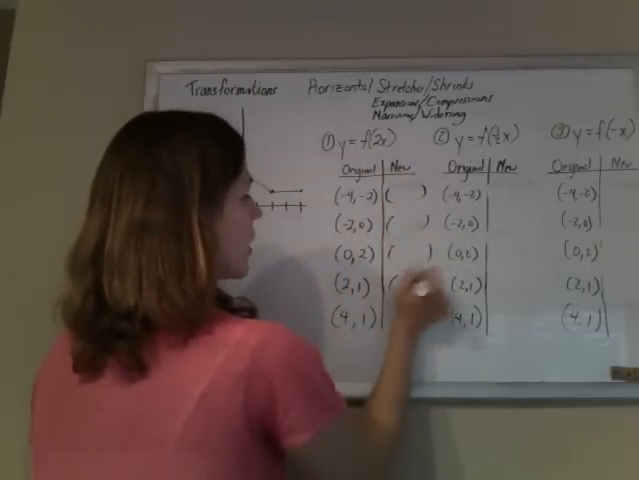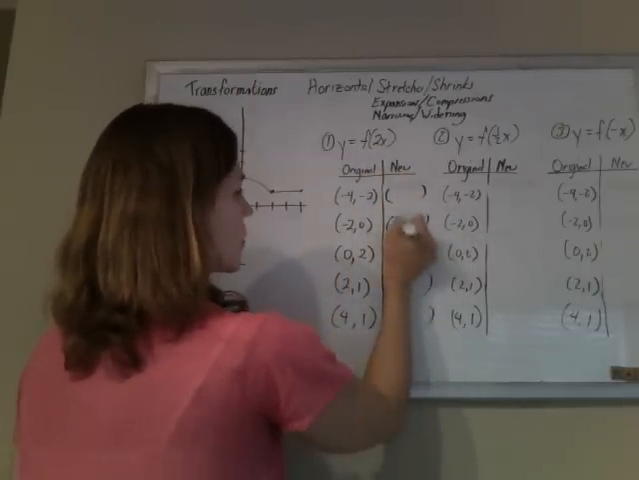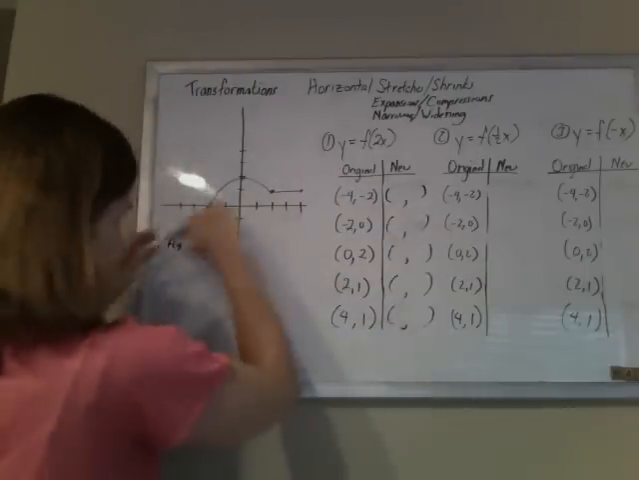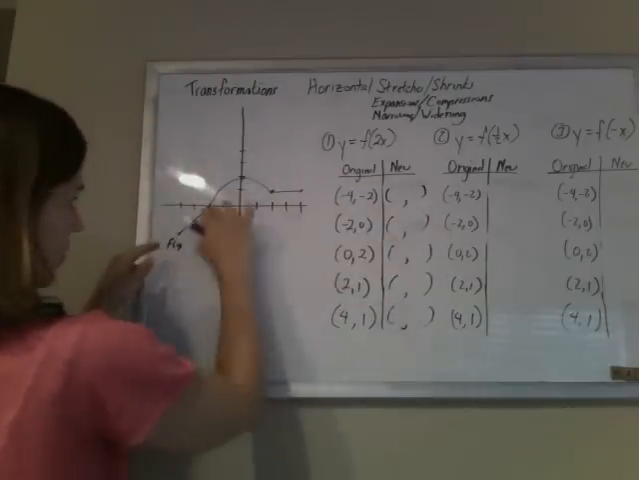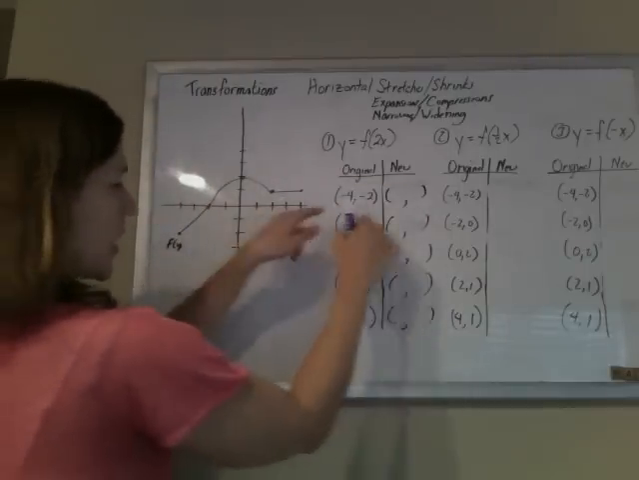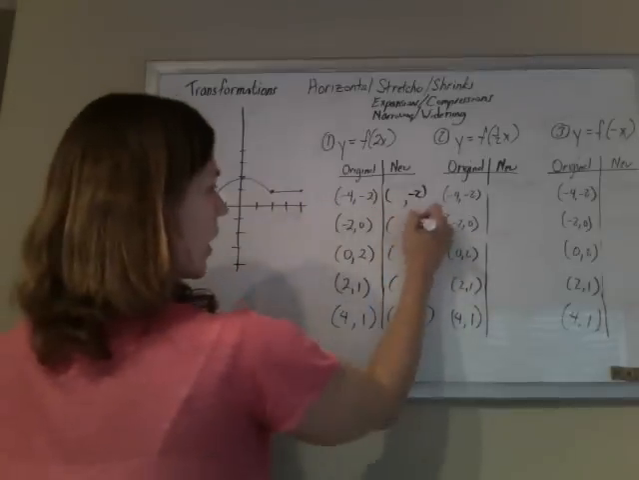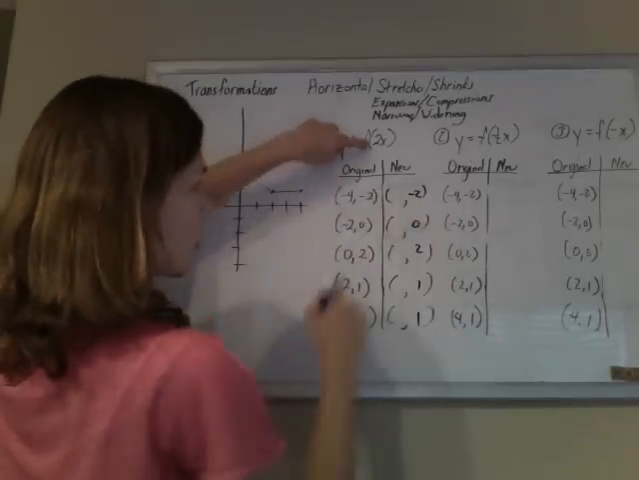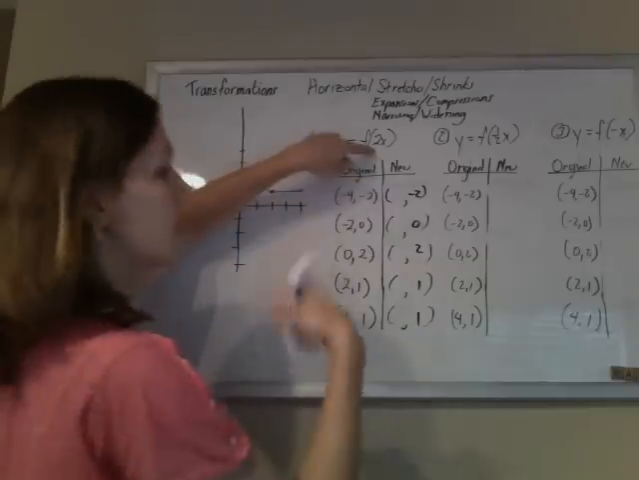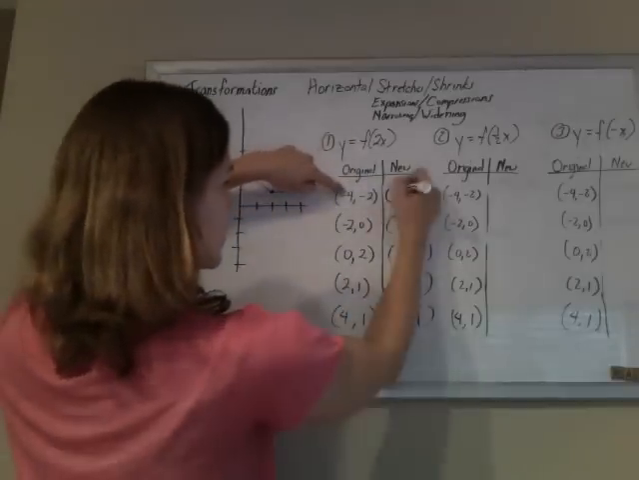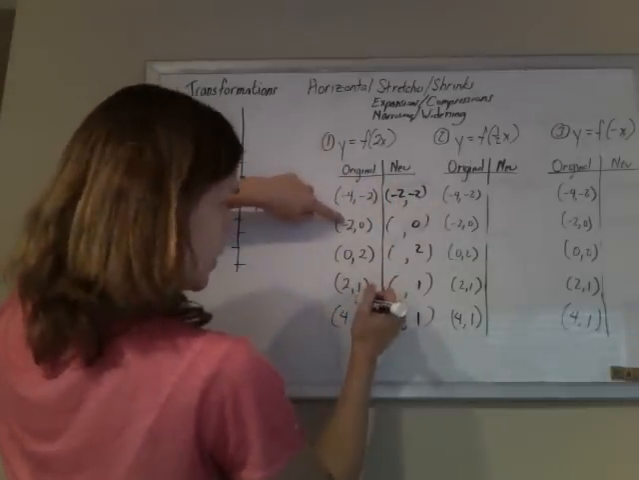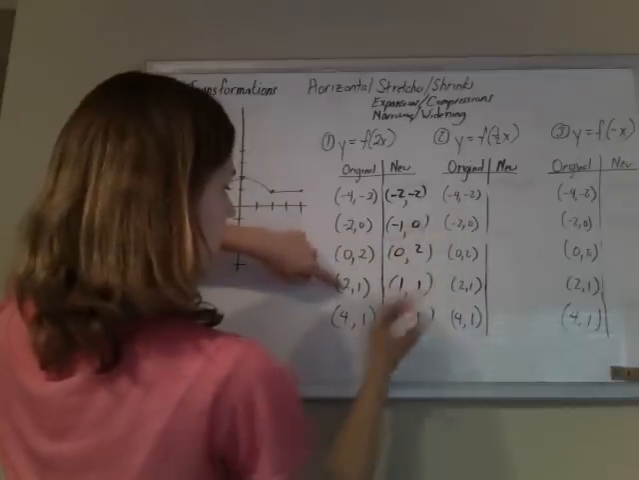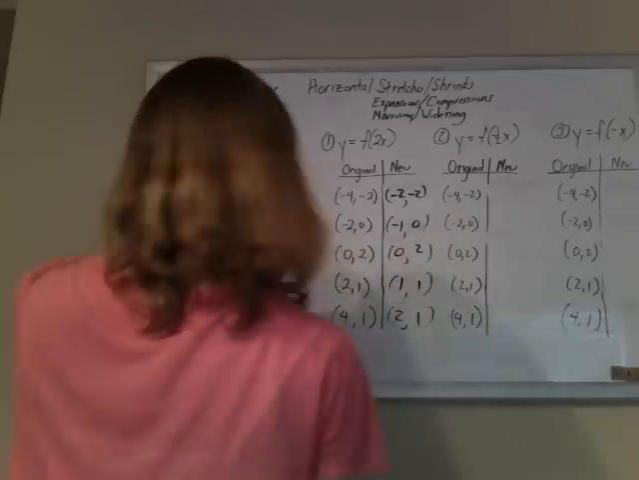So this is affecting the x's, so let's keep all the y values the same. Here I've got all the points that make critical points about my graph, and I'm going to keep all the y values the same, and then the x's are going to be not multiplied by 2, divided by 2. So negative 4 divided by 2 is negative 2. Negative 2 divided by 2 is negative 1. 0 divided by 2 is 0. 2 divided by 2 is 1. 4 divided by 2 is 2.